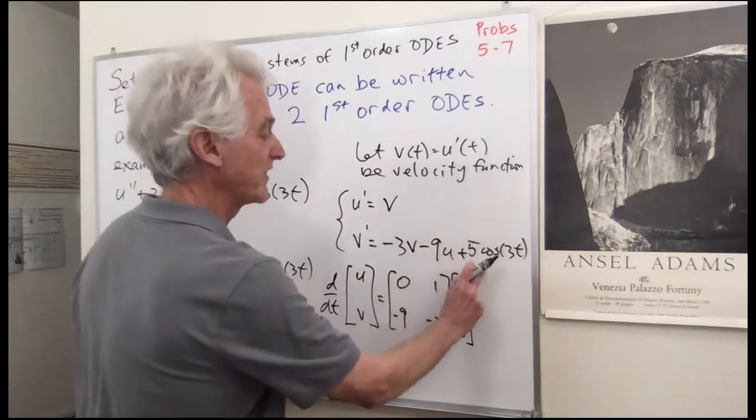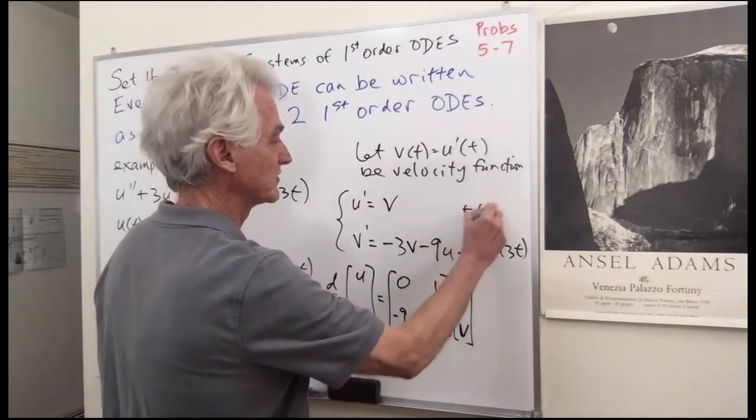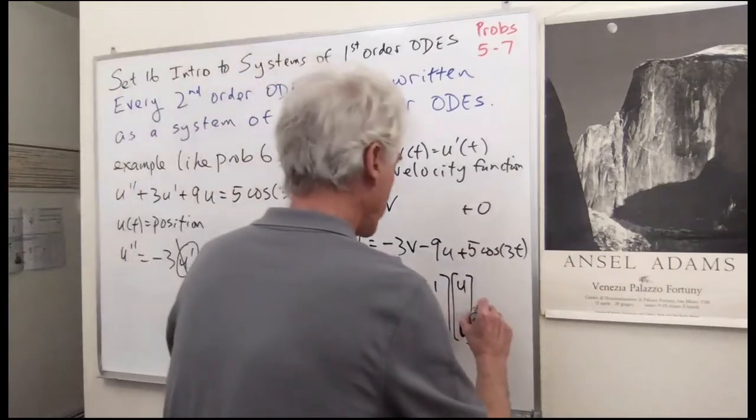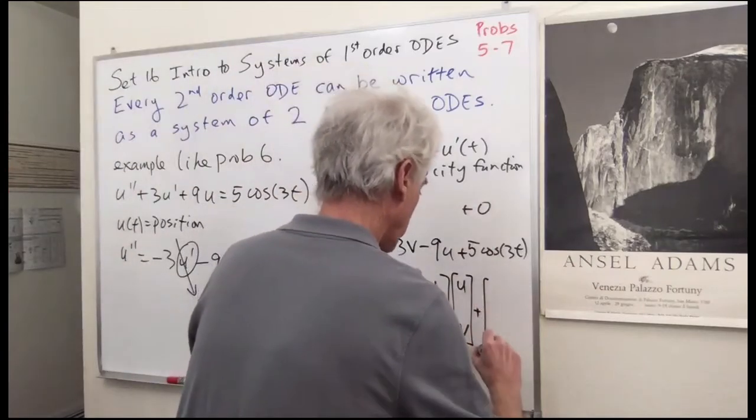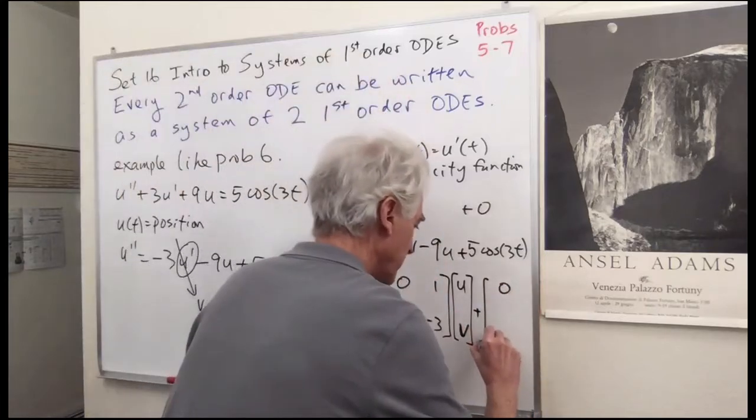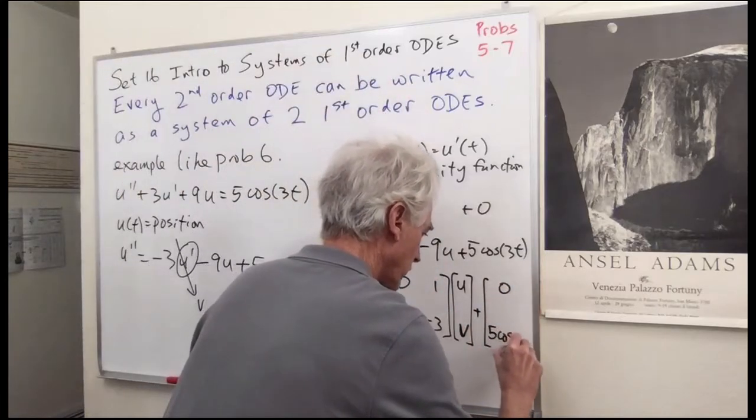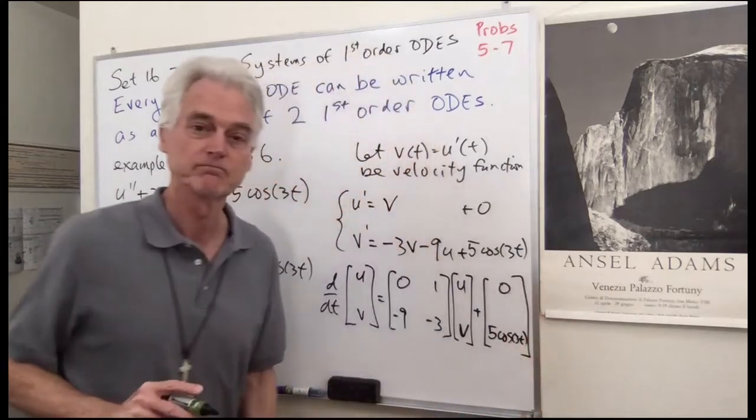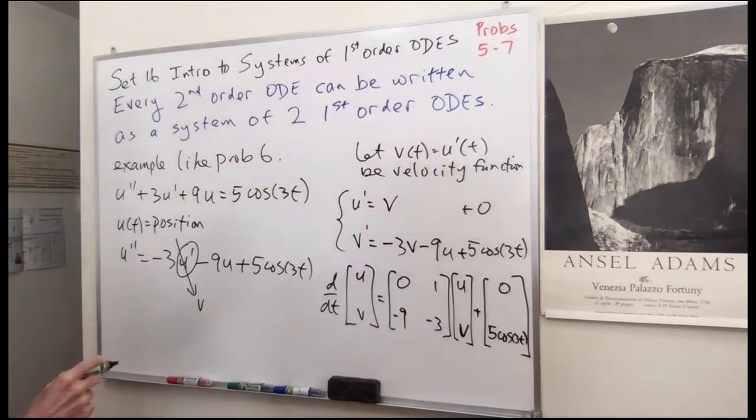And then I have to add this part. Well, there's like a plus 0. I don't see it there, right? So then I have to add the vector 0 in the first component and 5 cos 3t in the second component. Okay, good.